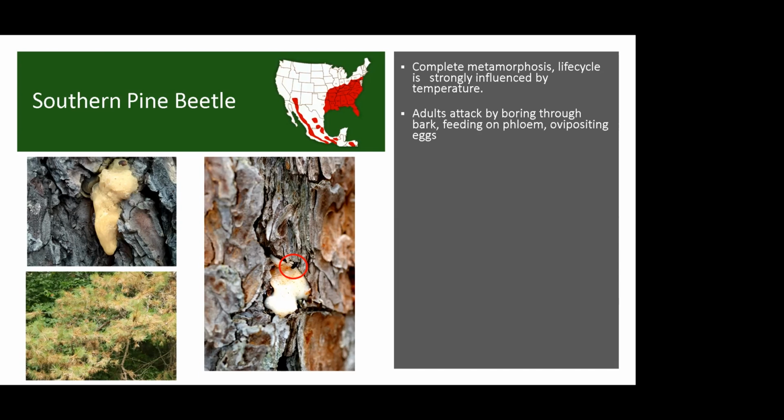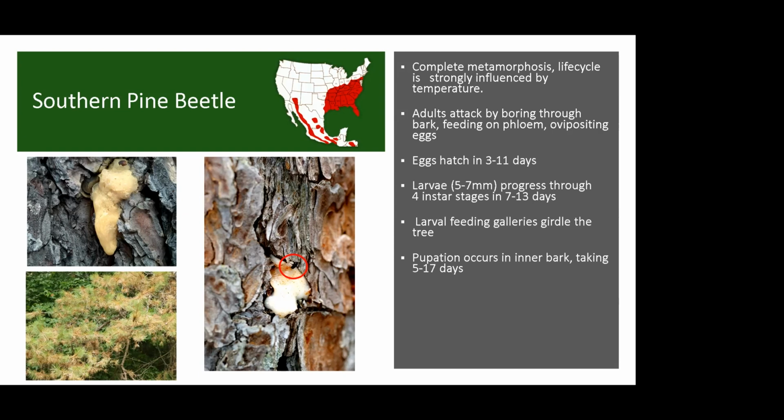They, like so many other larvae, feed in the phloem area, and the eggs are deposited in that area where they can then hatch, feed, grow, and then eventually become an adult, which exits the tree and starts the whole process over. Eggs can hatch in as little as 3 to 11 days. The larvae go through 4 different instars in as little as 2 weeks, so they're very fast. Their larval galleries girdle the trunk. That's not a surprise. That's what most borers do. They go through pupation, and within 1 to 3 weeks, they're ready to become an adult.